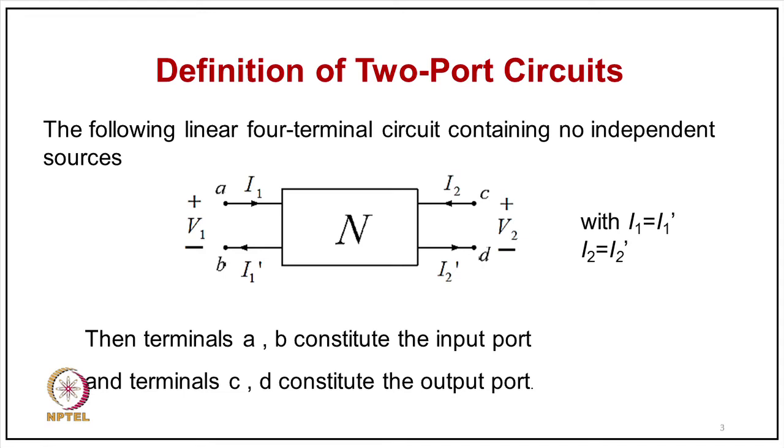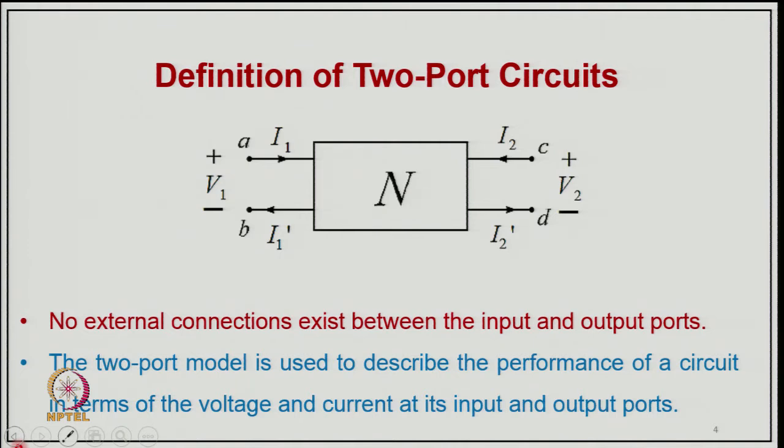So, the terminals A B constitute the input port, usually we call it, and the terminals C D constitute the output port. Of course, this is the same network, which you can call with the typical notation of V 1 I 1 and V 2 I 2.